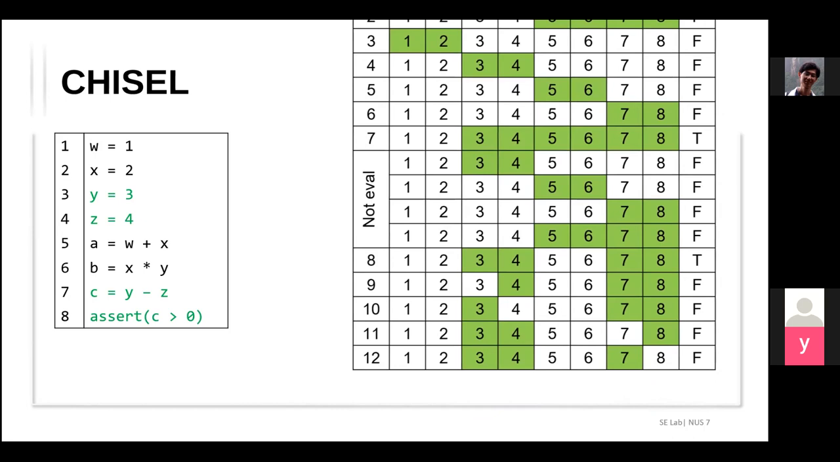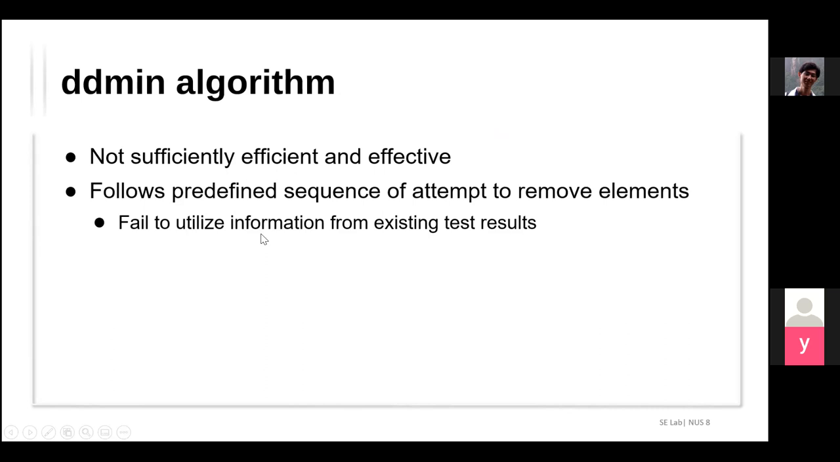So as mentioned, the DDMin algorithm is not sufficiently efficient or effective. In certain test cases, it might not give you the most optimal or the least number of lines. It follows a predefined sequence. Just now we saw that it splits in half and then groups them. You eliminate the first half, then the second half, and there's a predefined sequence of attempts. So that might not actually give us the best results.